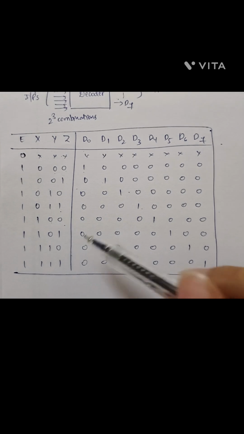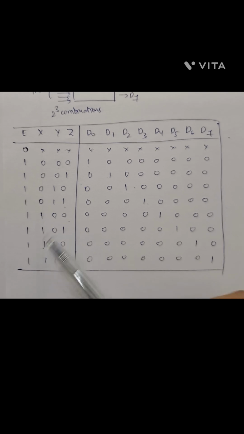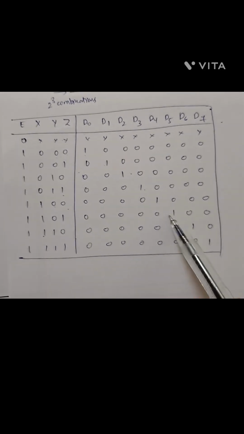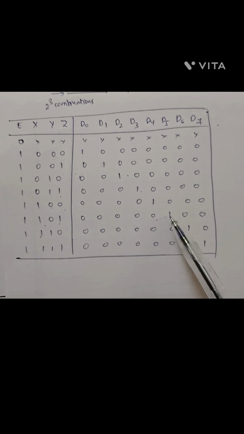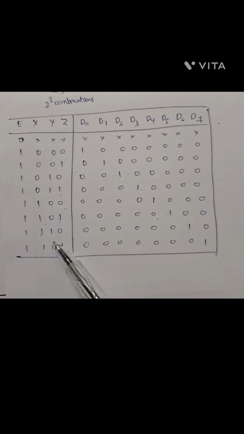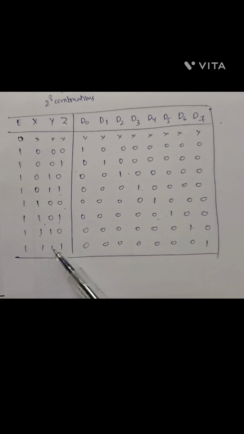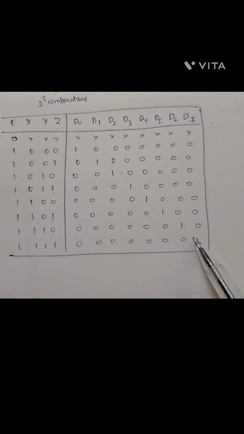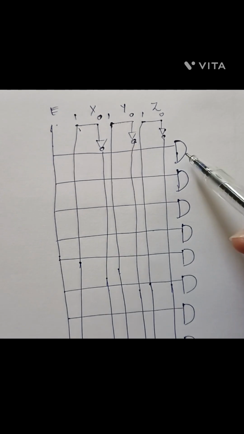For any one output line to be activated, the enable switch must be 1. Now for D5, if we give 1 0 1 as input, the D5 line is activated. If 1 1 0 is given as input, the D6 line is activated. 1 1 1, then the D7 line is activated. For each AND gate, enable is given as an input.